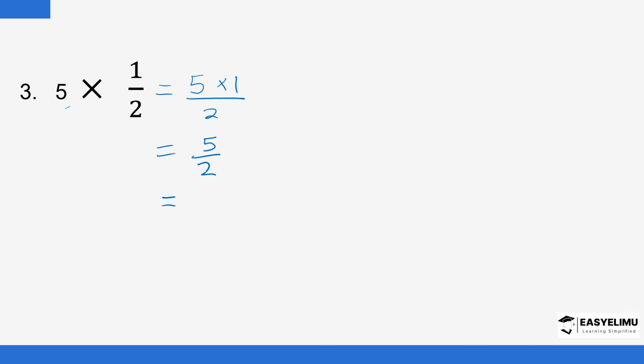So 5 over 2 again. So this is 2 plus 2 plus 1, so each of them is divided by 2, over 2. So 2 divided by 2 is 1, 2 divided by 2 is 1, and then this is 1 over 2. So 1 plus 1 is 2, and then this is 1 over 2.